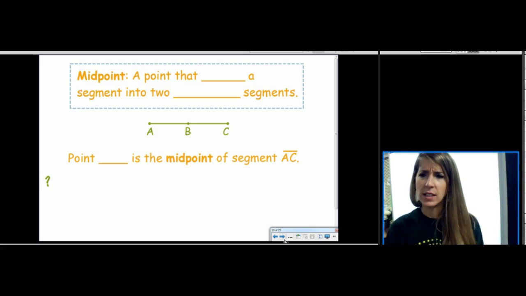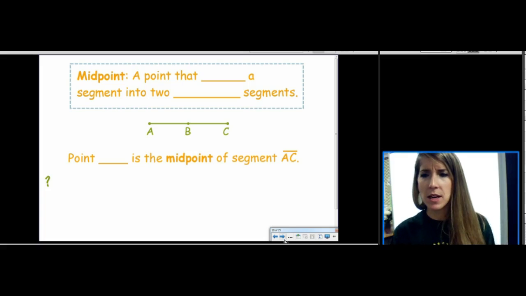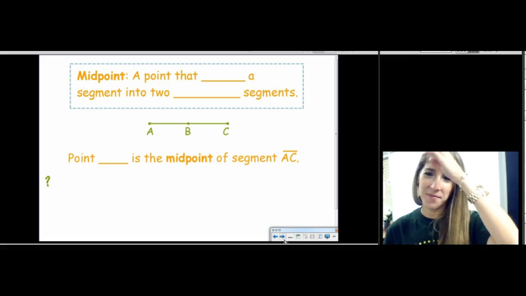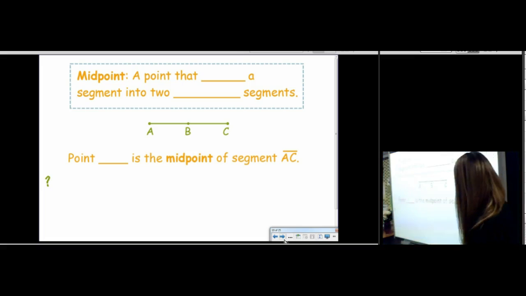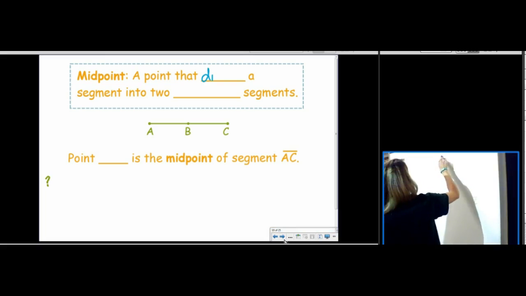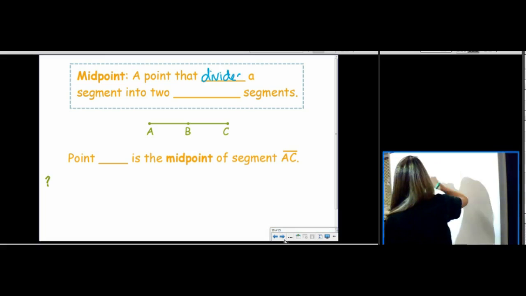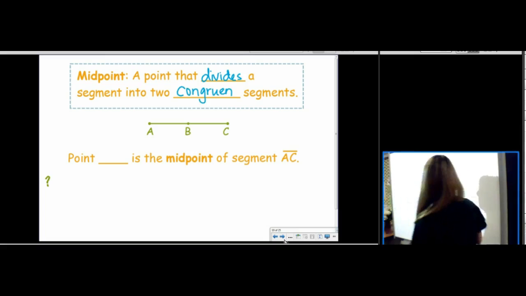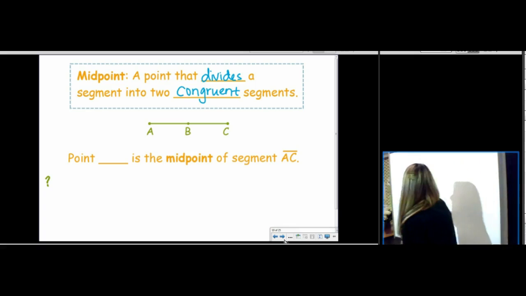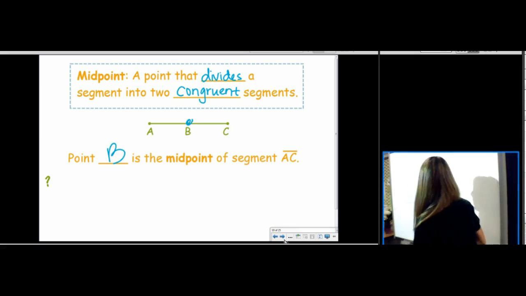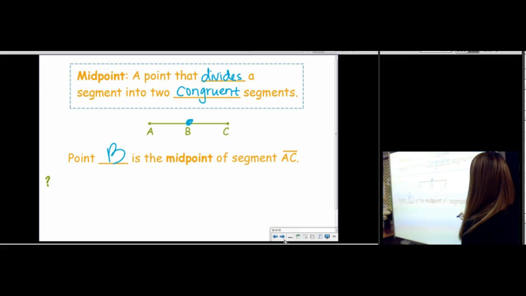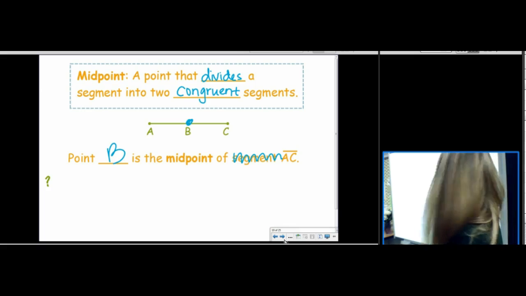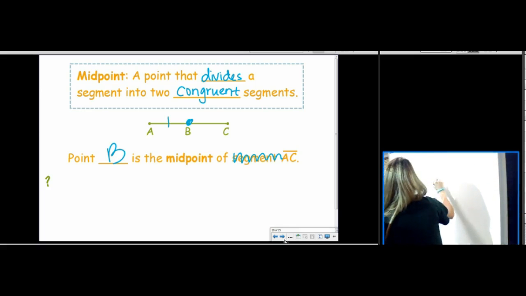A midpoint is a point that divides a segment into two congruent segments. Good job, guys. Point B is the midpoint of segment AC. And I didn't even need to write the word segment because that's being redundant, because I already put the segment symbol above it. How do we show that it's the midpoint?